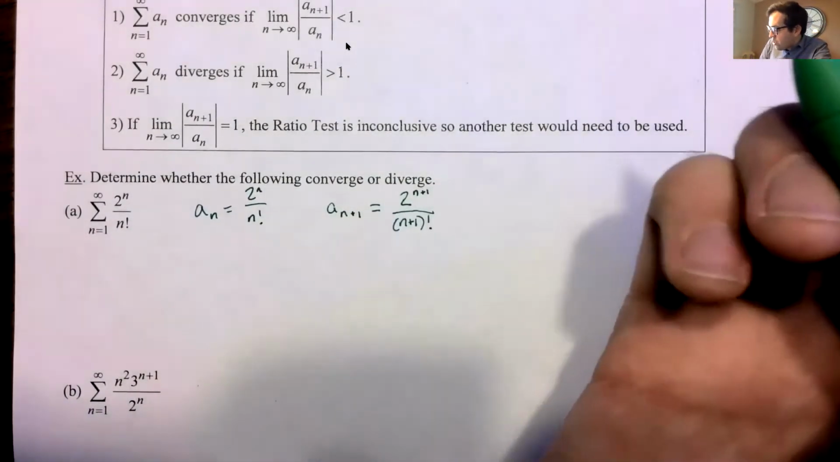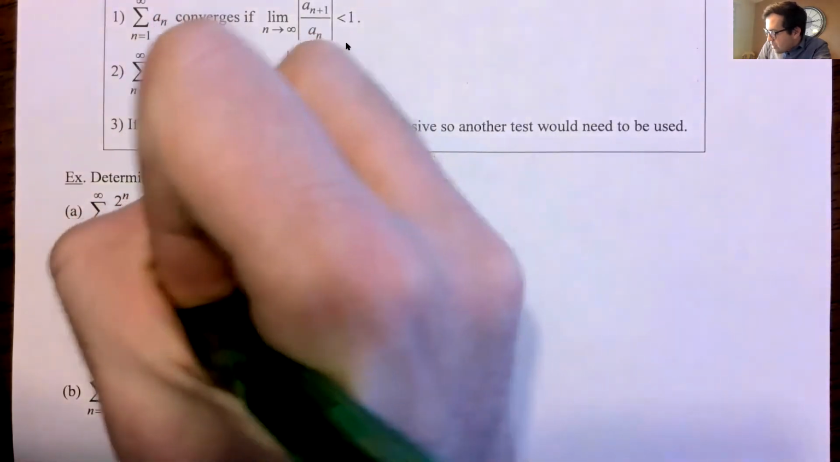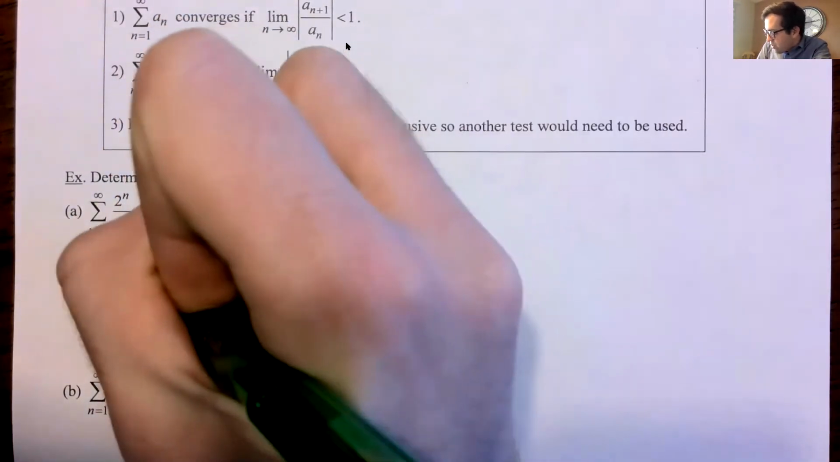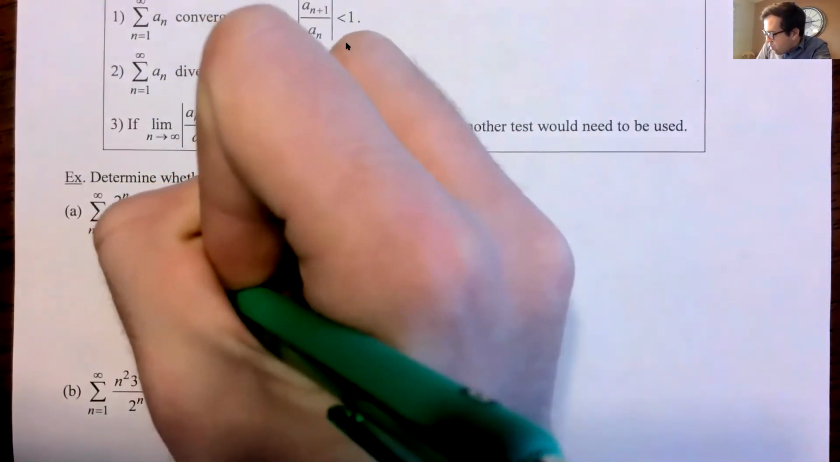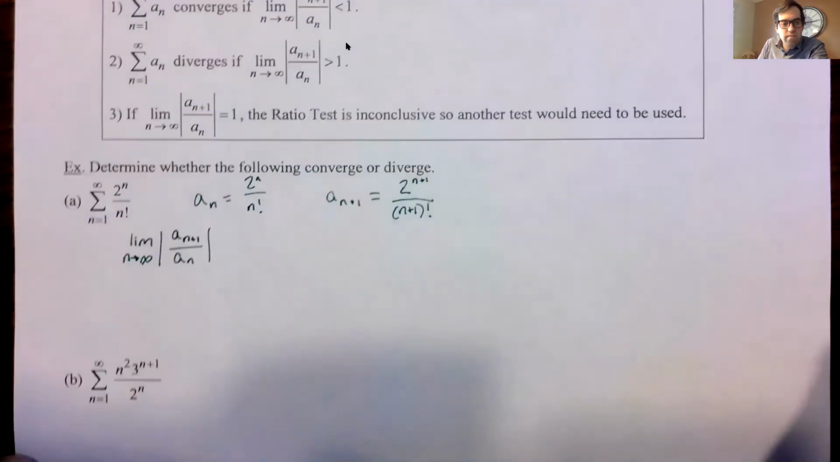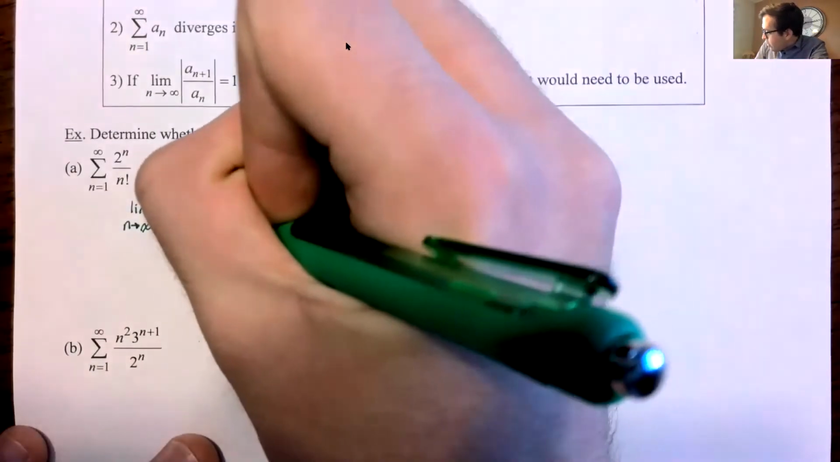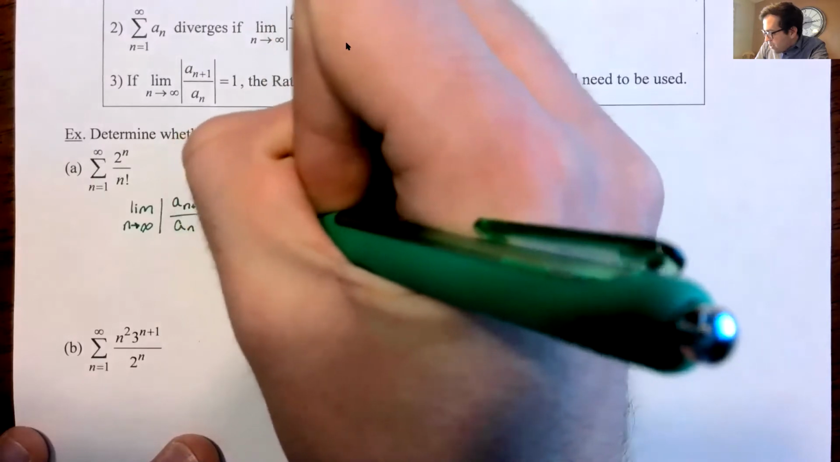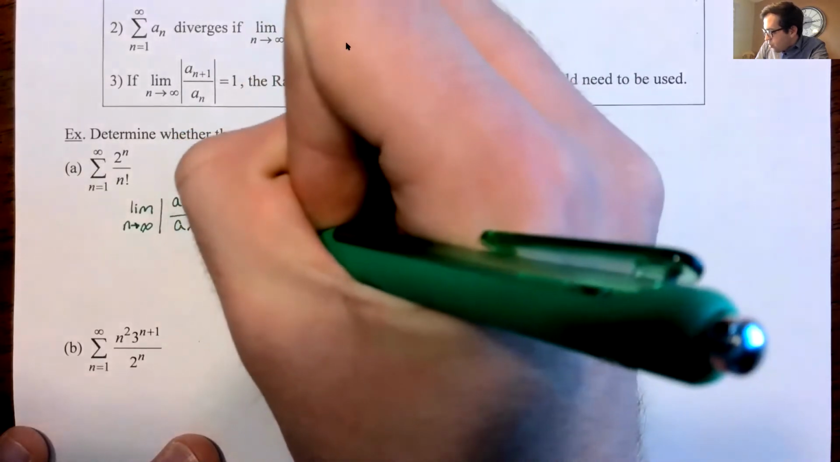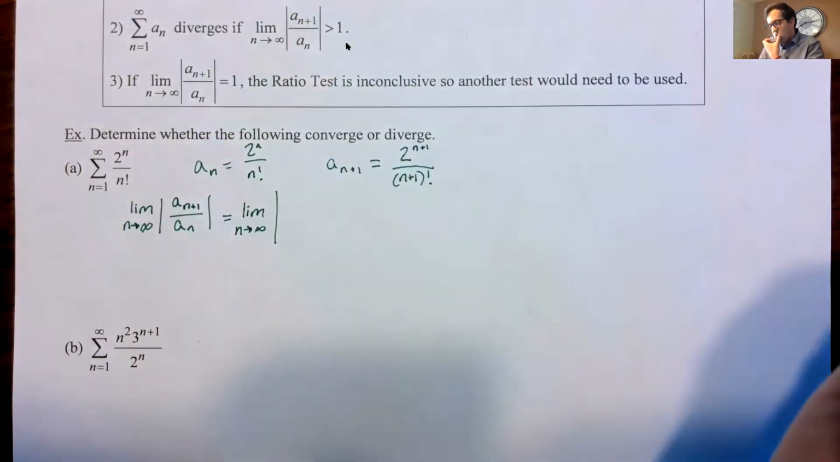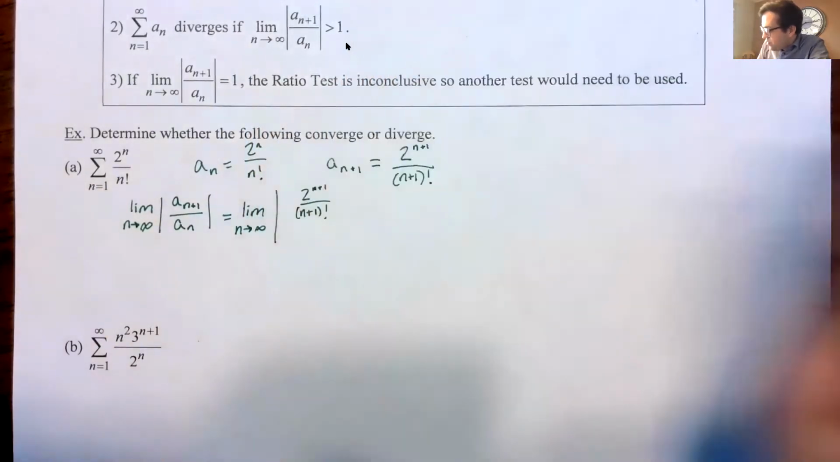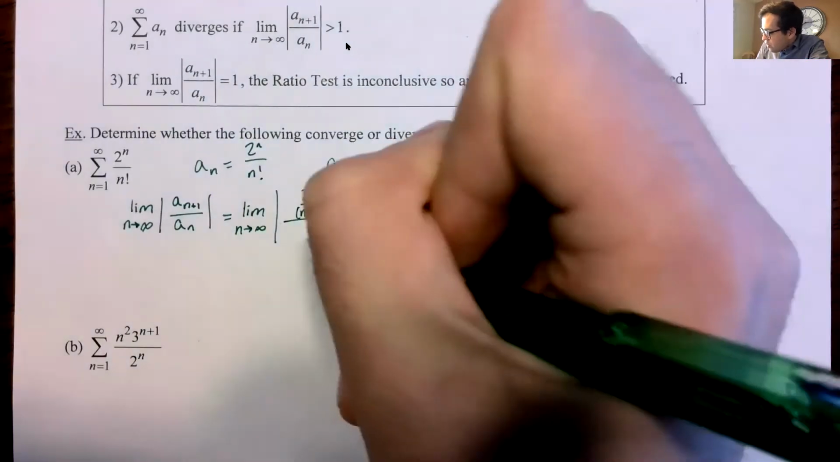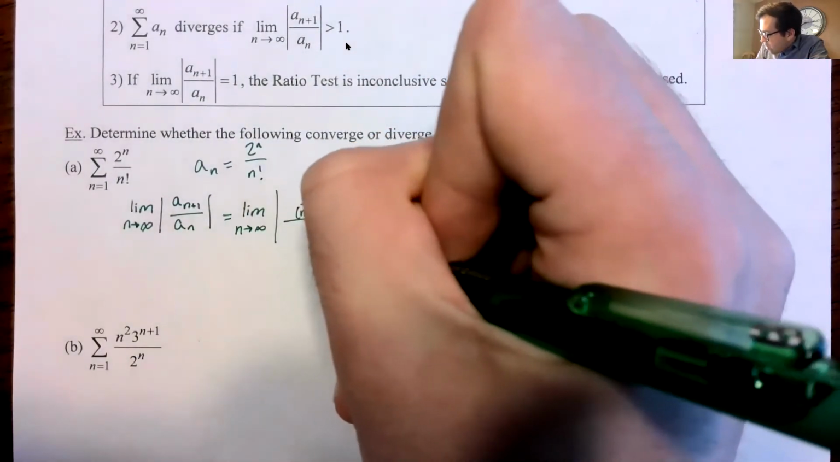So now we are going to do the limit as n approaches infinity of the absolute value of a sub n plus 1 over a sub n. I'll write this out once with fractions inside of fractions, and then we're just going to multiply by the reciprocal. You'll see what I mean. So we're going to do 2 to the n plus 1 over n plus 1 factorial over 2 to the n over n factorial.